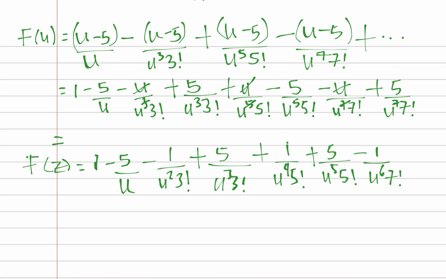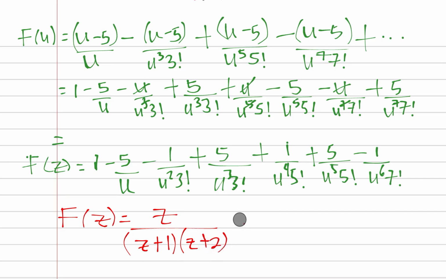Find the Laurent series of f of z equal to z over z plus 1 times z plus 2, about z equal to minus 2. From here you should already know which one you will represent with your u. I want to see what you are going to do.